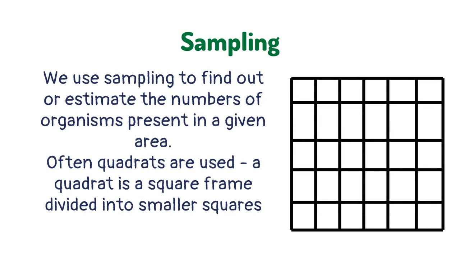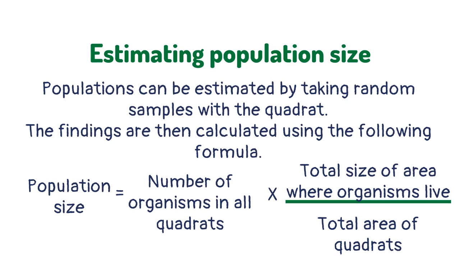We use sampling to find out or estimate the numbers of organisms present in a given area. Often quadrats are used. A quadrat is a square frame divided into smaller squares. Populations can be estimated by taking random samples with the quadrat. The findings are then calculated using the following formula. The population size equals the number of organisms in all the quadrats multiplied by the total area where the organisms live, divided by the total area of the quadrats.